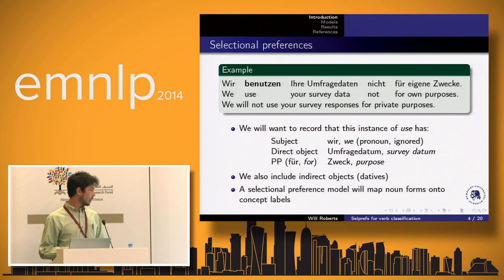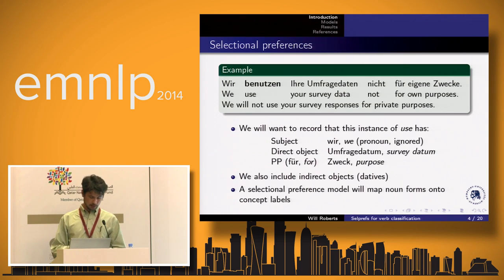We also include other kinds of grammatical relations. So we include subjects, and in this example, the subject is the pronoun we, and we don't handle pronouns in this work, so we ignore that. And we handle datives as well, but that's not shown in this example.